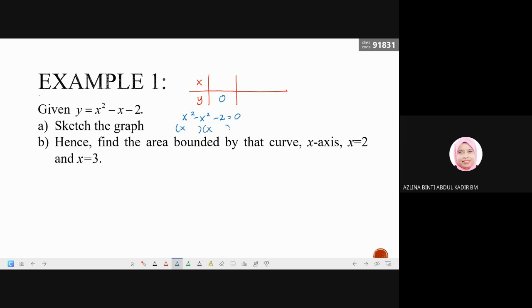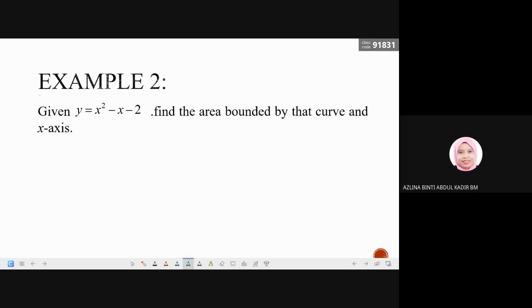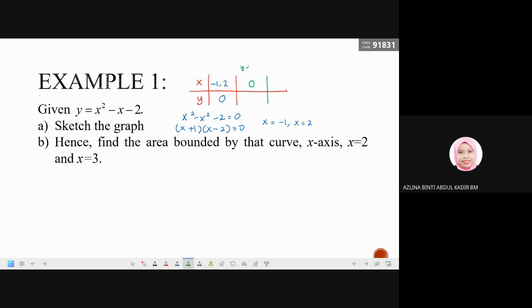So you factorize. 2, 1, negative, positive. So we get two values of x. X is equals to negative 1 and x is equals to 2. Negative 1, 2. And then to find y-intercept, that means x is equals to 0. Ini adalah y-intercept. Ini adalah x-intercept. When x is equals to 0, 0 minus 2, so we get negative 2. So dapatlah 3 point kat situ.